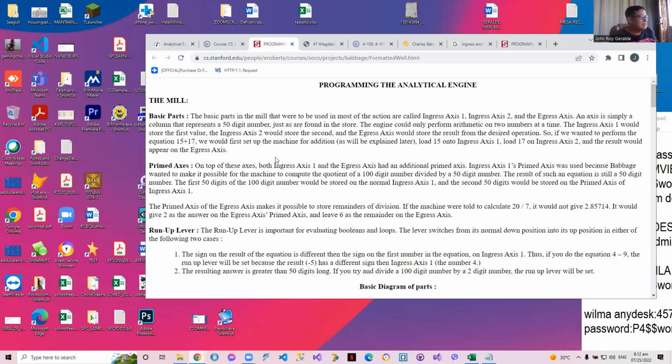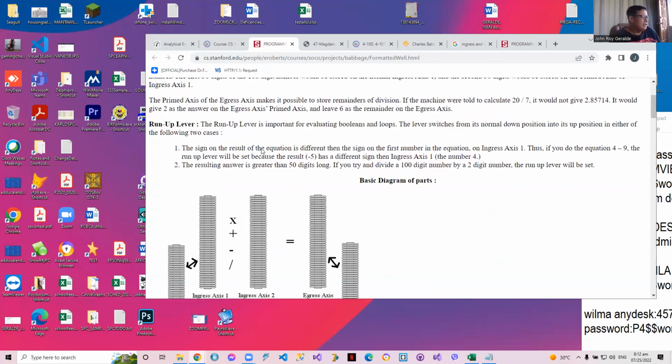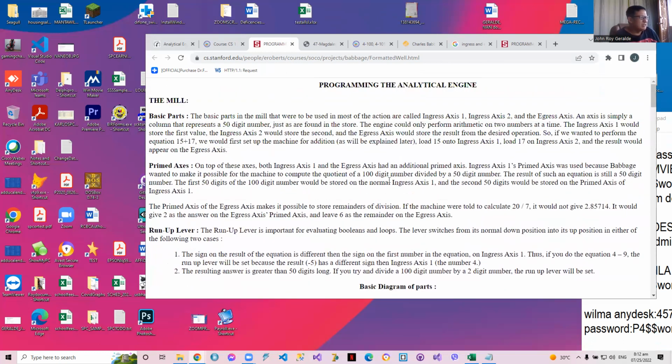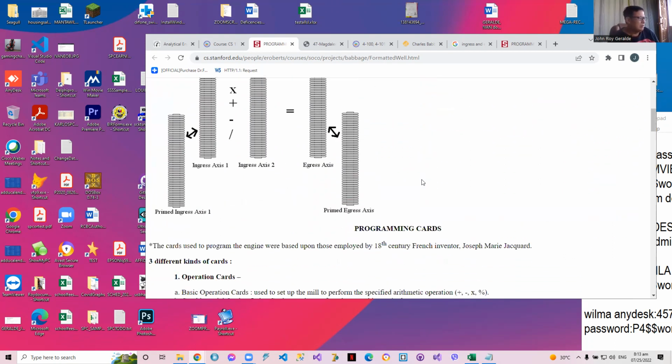Now, the prime ingress axis is used in the case of large numbers, because Charles Babbage intended it to be able to compute a quotient of a 100-digit number divided by 50 digits. So how much is that? The axis will be the prime ingress axis.